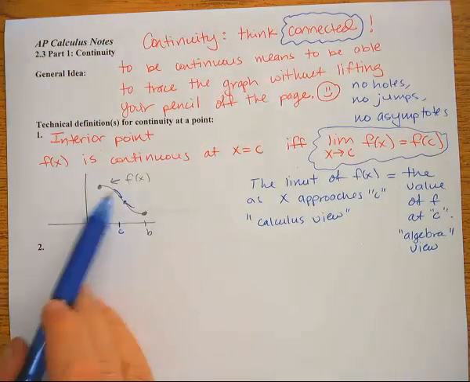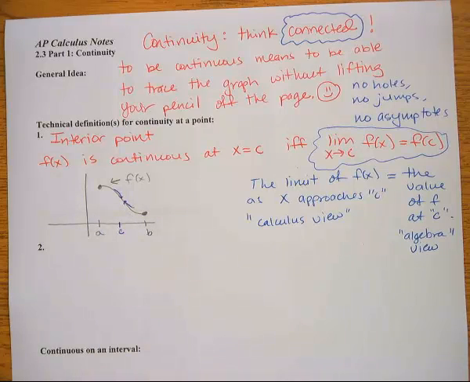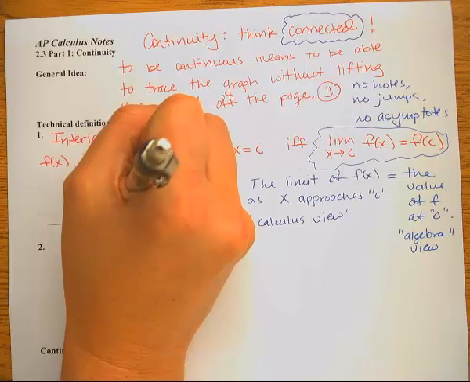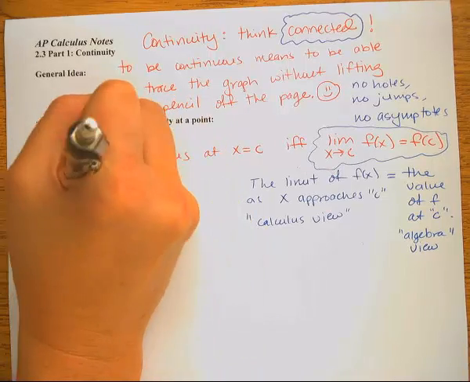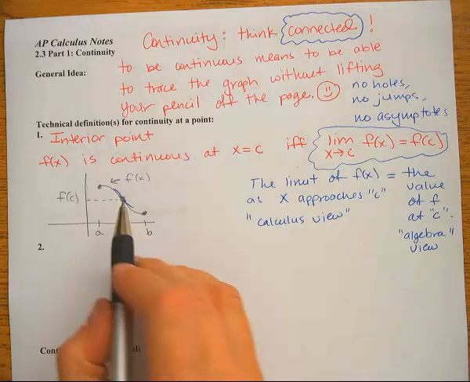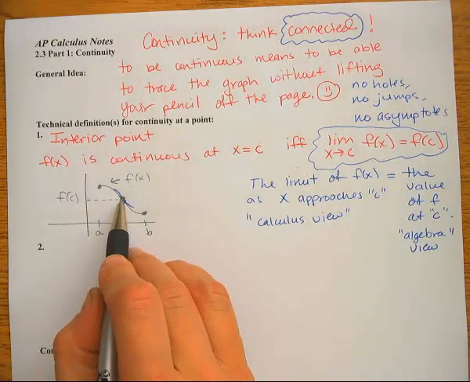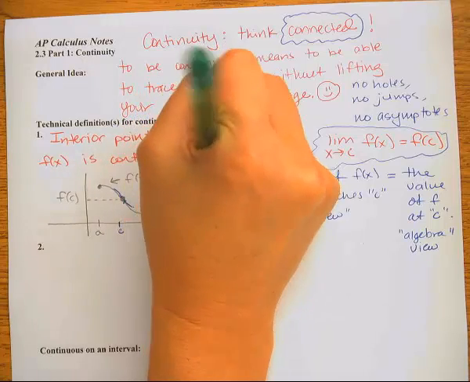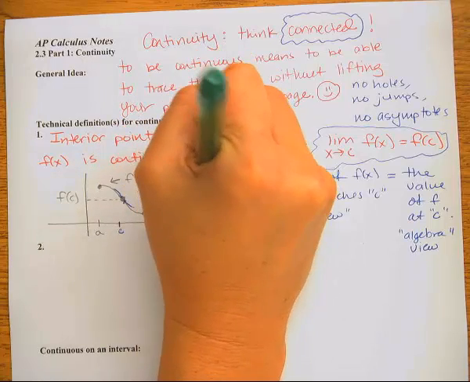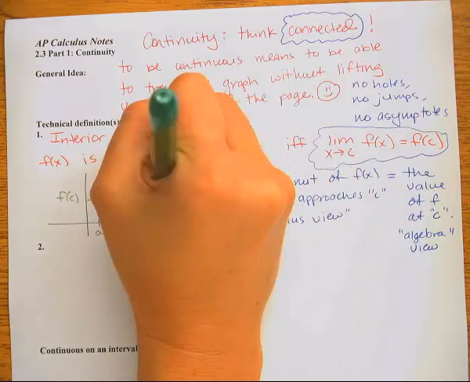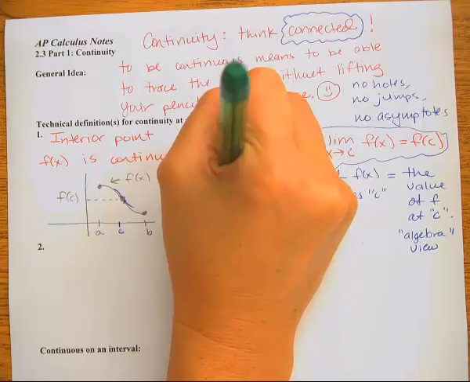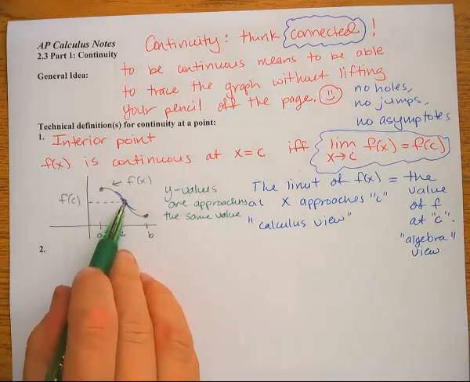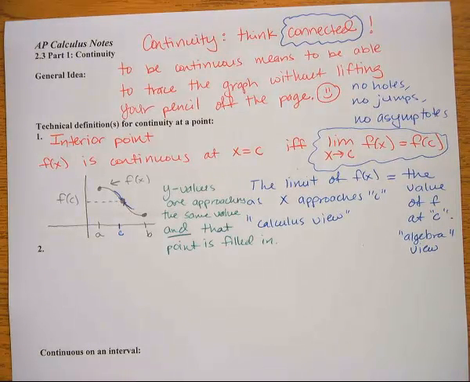And we can see that the left-hand side and the right-hand side are both approaching a certain y value. And since it's filled in right there, they're approaching the exact y value of f of c, the value of f that you would get if you plugged c into the equation. So another way to think about this is that the y values are coming together to the same value. The y values are approaching the same value, and the value they're approaching is also filled in. So it's continuous. There's no hole there.